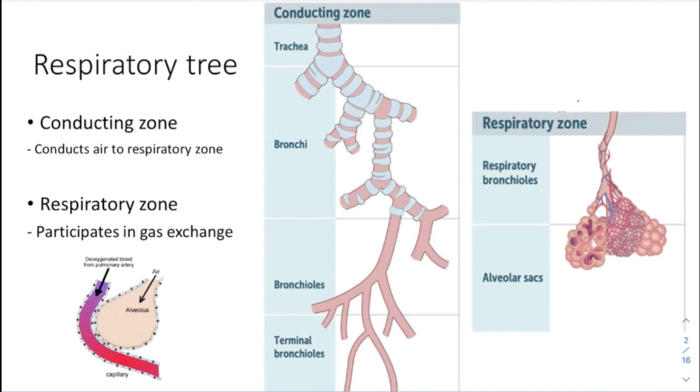So the conducting zone, which consists of the trachea, the bronchi, the bronchioles, and the terminal bronchioles, they conduct air into the respiratory zone. And the respiratory zone consists of the respiratory bronchioles and the alveolar sacs, which consist of alveolar ducts and the alveoli. So the respiratory zone, it participates in gas exchange.